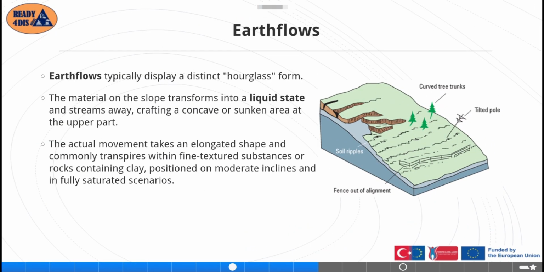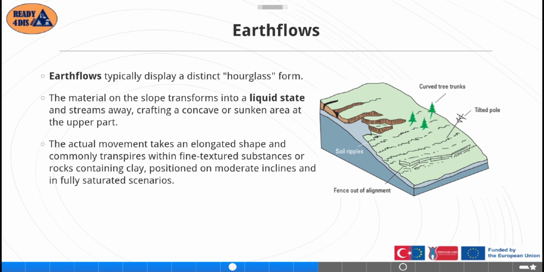Earth flows. Earth flows are flow-type landslides that commonly display a shape resembling an hourglass. In these movements, material on the slope becomes saturated with water, almost turning into a liquid mass. It then flows downslope, creating a concave or sunken area at the upper part of the slope. Earth flows typically occur in fine-grained soils or rocks containing clay. They develop on moderate slopes and are strongly associated with fully saturated ground conditions.